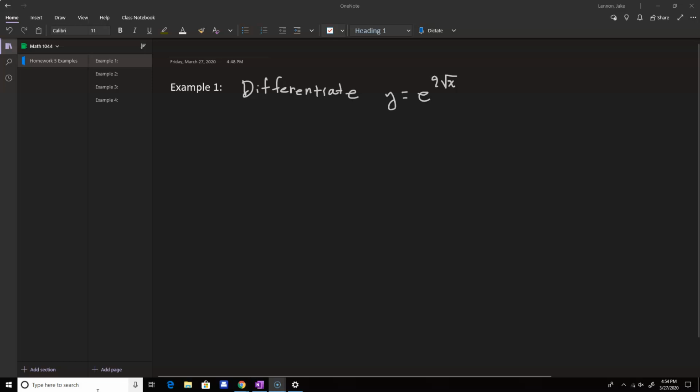Hello everyone, this is Dr. Lennon, and we're going to go over some examples from homework number 5. So this goes back to implicit differentiation. Actually, it starts with chain rule problems and then goes on to implicit differentiation.